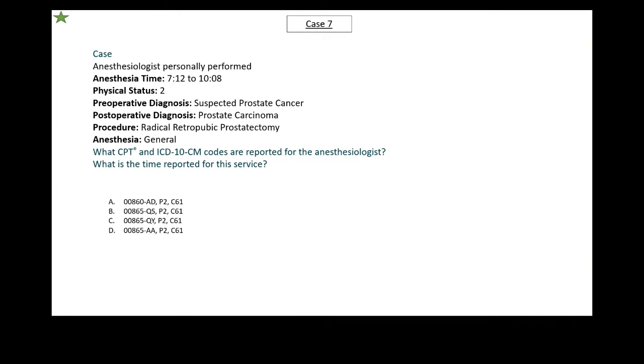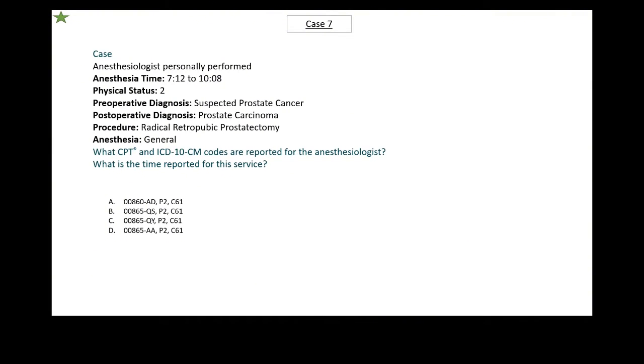A. 00860 AD P2 C61. B. 00865 QS P2 C61. C. 00865 QY P2 C61. And D. 00865 AA P2 C61. Case: anesthesiologist personally performed.